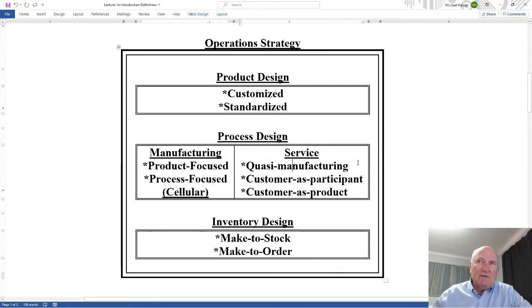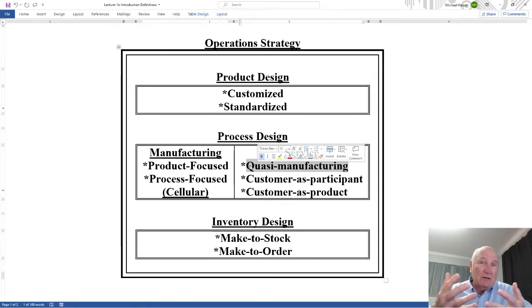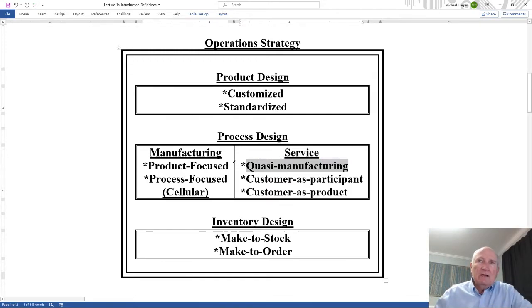Well, quasi-manufacturing means the customer has very little to almost no involvement in the actual process of generating the product, generating the service. Customer as participant means they do have ownership, and customer as product is that they are not only participating, they are the product. So let's look at some example on each one of these.